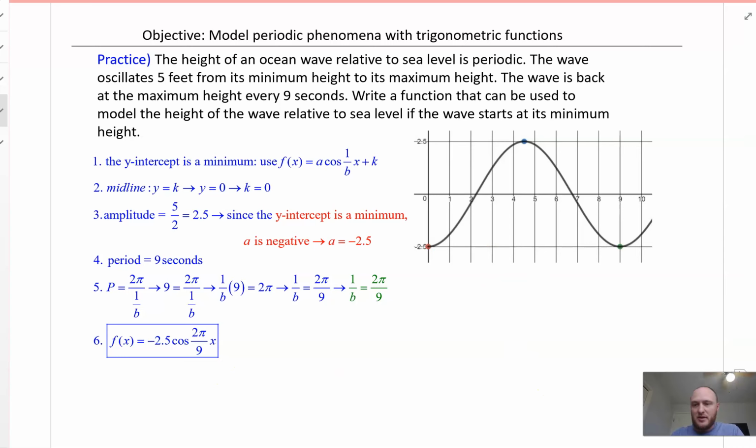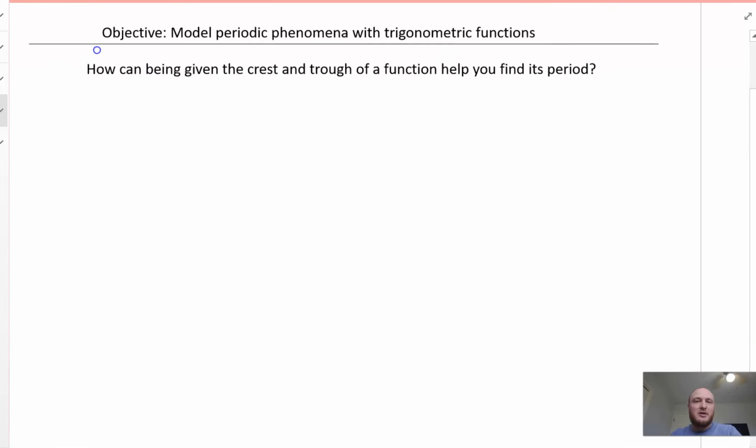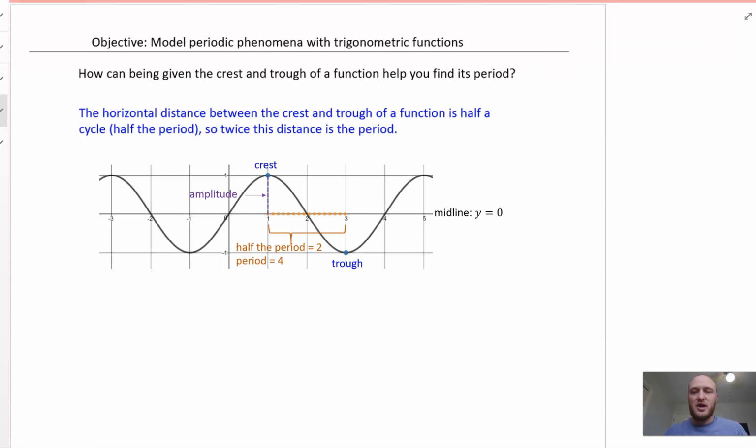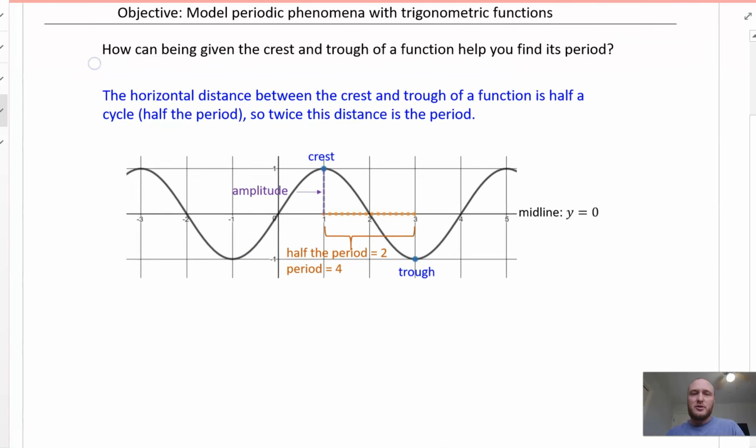Okay, another question. How can being given the crest and the trough of a function help you find its period? Please pause the video and go ahead and answer this question. Hopefully you paused it. Here is the solution. The horizontal distance between the crest and the trough is half the period, so in order to find the period, you just double that. Straightforward.